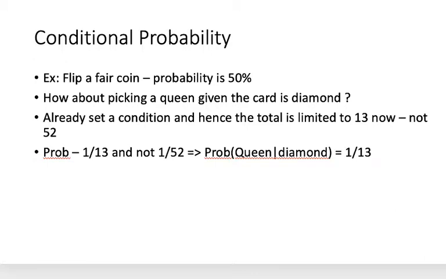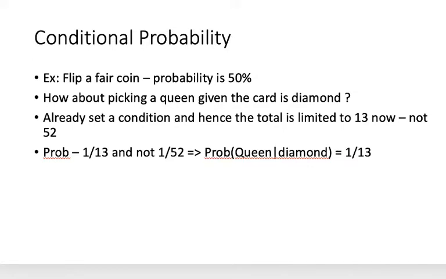So given the card is a diamond, there's a condition that is crucial here because it restricts our options. Now, instead of taking a deck of 52 cards and evaluating the probability of picking a queen, now we're restricted only to the 13 cards of diamond, and in those 13 cards, we're picking a queen, and it will be 1 by 13 and not 1 by 52. So this is a classic case of conditional probability.